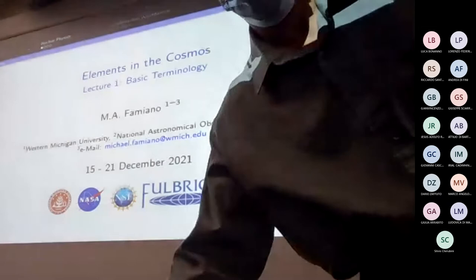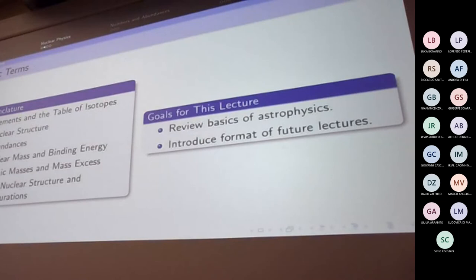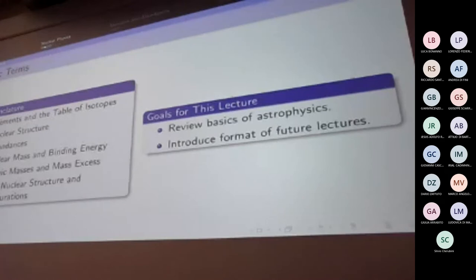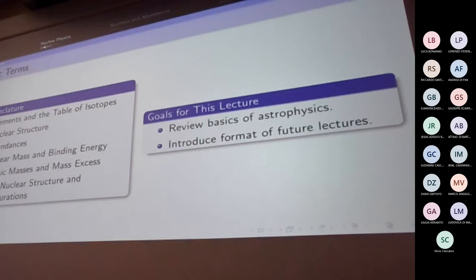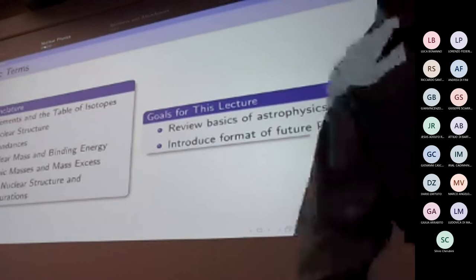You've all seen the table of isotopes. You've probably seen the chart of the elements. We'll compare the two, why we use one over the other. We'll talk about nuclear structure, how we measure abundances of nuclei, atomic masses, mass excess, things like binding energy. The goals are just to review some basics here, just to understand, okay? We'll introduce some of the format of future lectures.